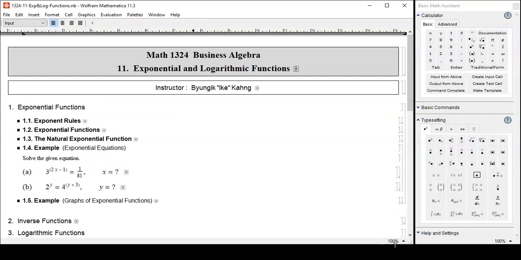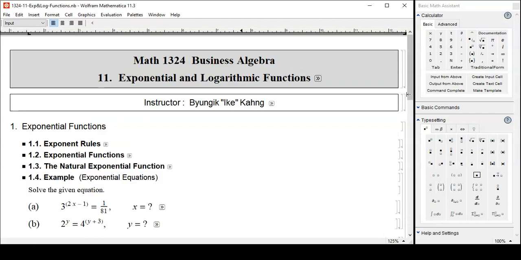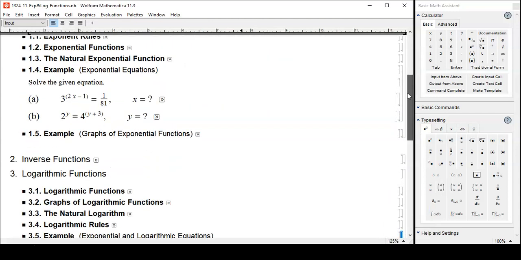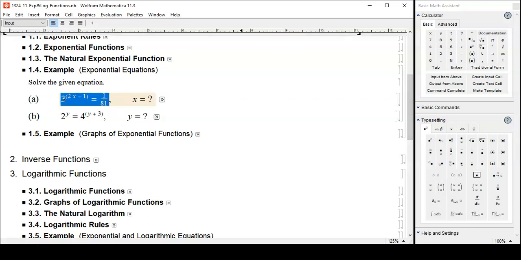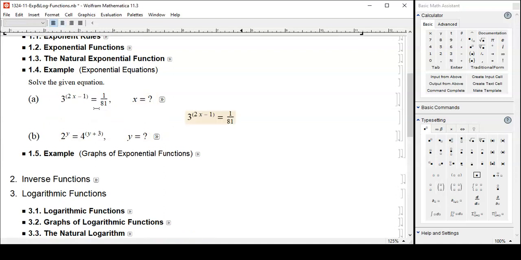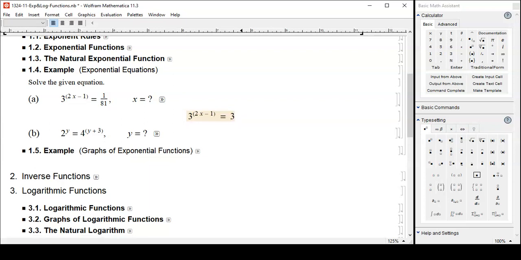By the way, we have some exponentials and fractions, so some bigger fonts will be necessary to read these better. So how to handle these? Well, can you rewrite 81 as a power of 3? 81 is 9 times 9, so it's 3 to the 4th power, but it's in the denominator, so you can rewrite it as negative 4th power.